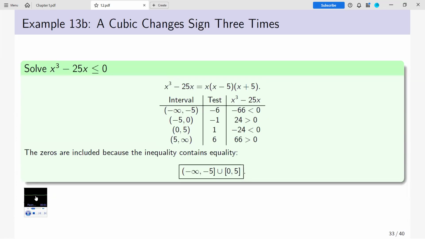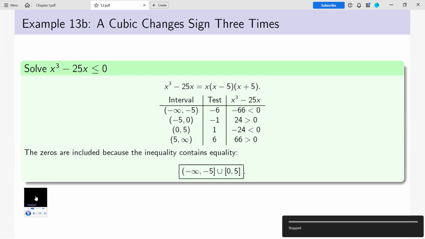The factors give critical numbers -5, 0, and 5. Test numbers show alternating signs.